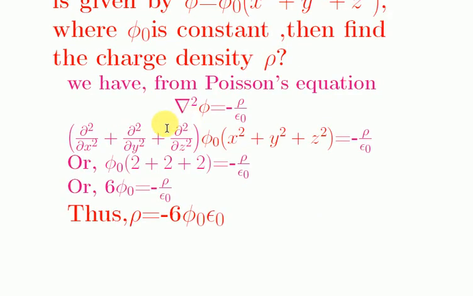In electrostatics, the Poisson's equation is del square phi equal to minus rho by epsilon 0. This is Poisson's equation in electrostatics, where del square is the Laplacian operator. It is the Laplacian operator, and phi is the electrostatic potential, and rho is the volume charge density of charge, and epsilon 0 is the permittivity of free space.